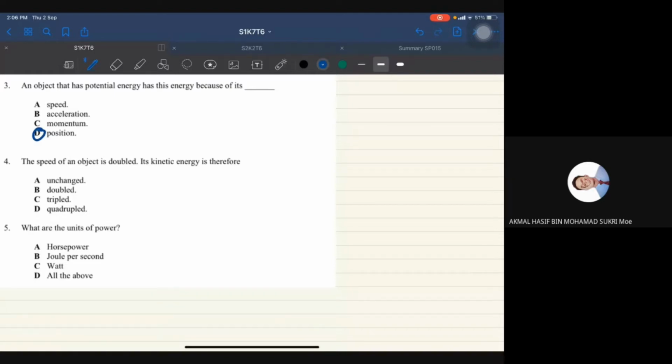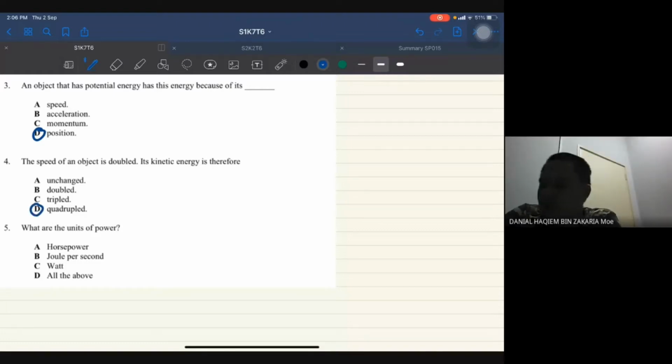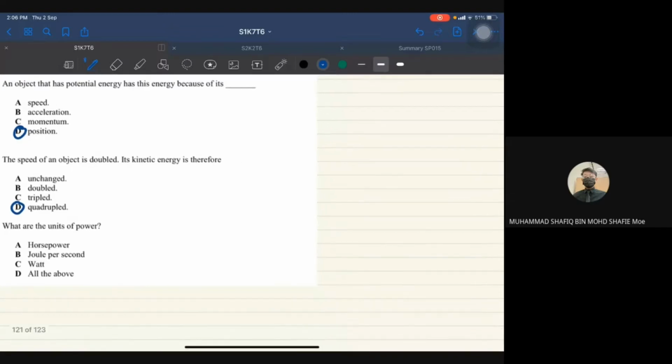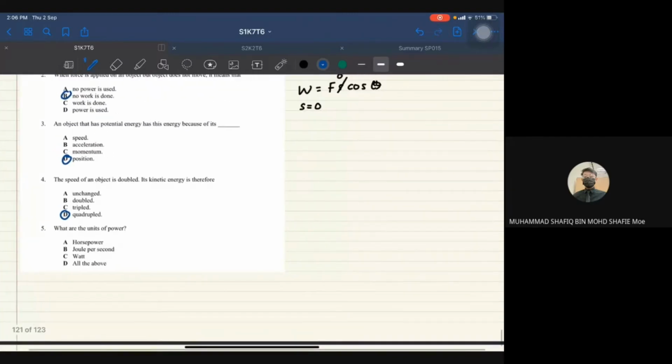Question number 4. The speed of an object is doubled. Its kinetic energy is therefore what? The answer is D, but I answered B. Why D, sir? Quadruple. Okay, we can try to do this. Let's do it over here.